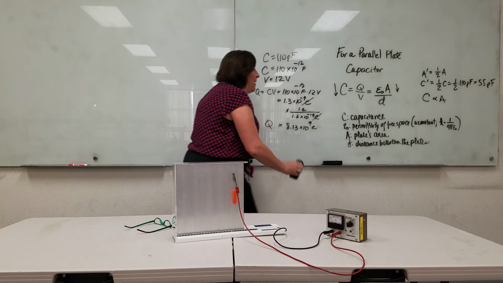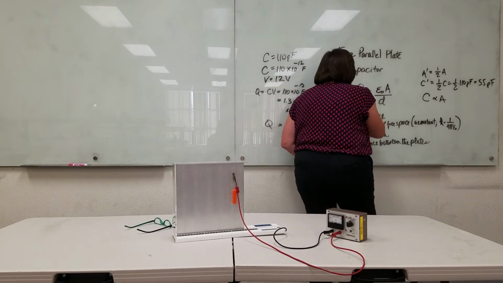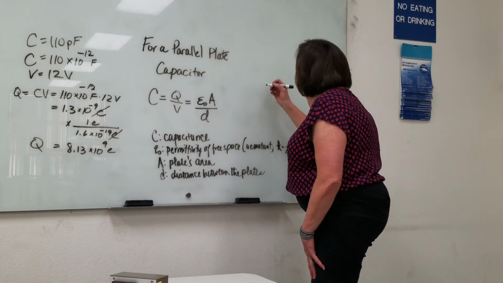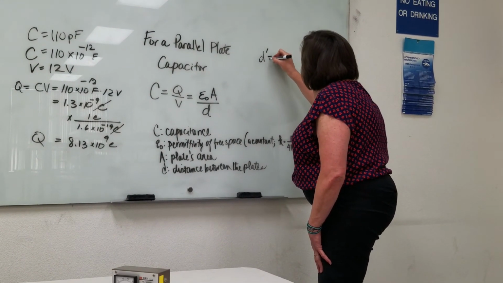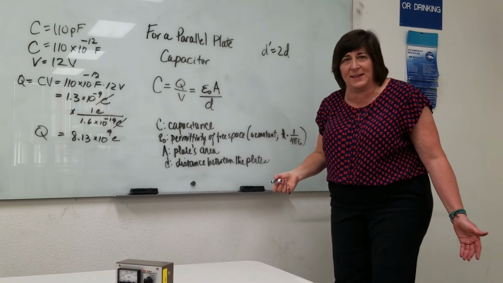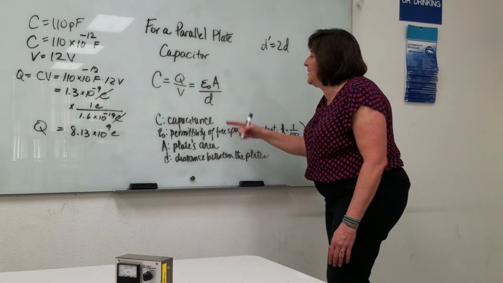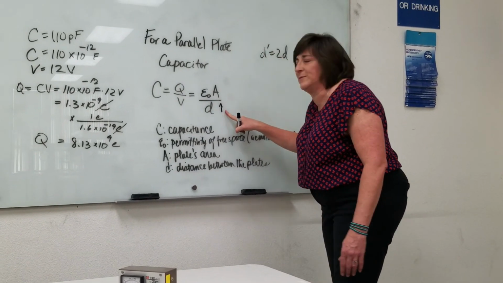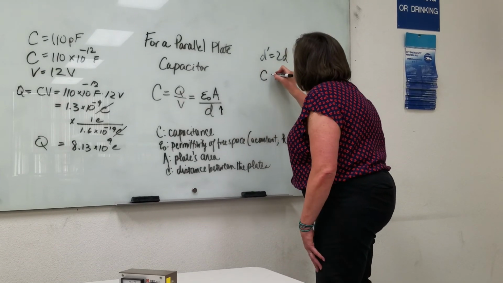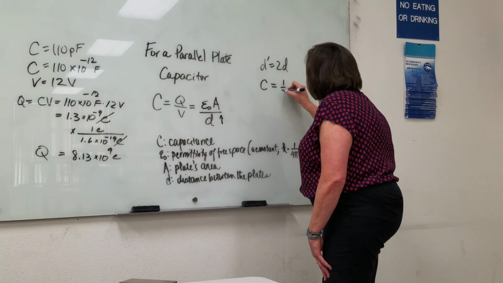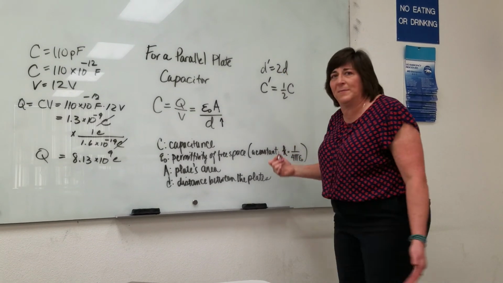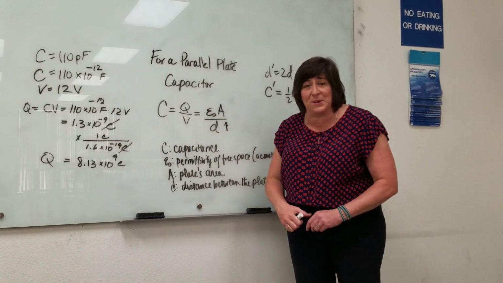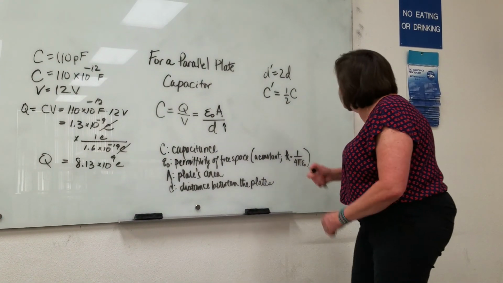So when the new D prime, I keep the area the same, they'll all overlap. D prime is twice D. What happens to C? Well, D is in the denominator, right? So if I increase D by a factor of 2, then C has to go down by a factor of 2. So the new C will be 1/2 C. Again, if you want to do out the equations, you can do out the equations, cancel the things that stay the same, and you'll see that.